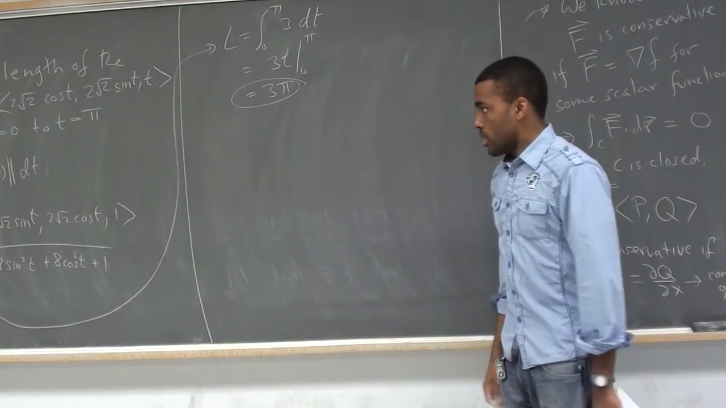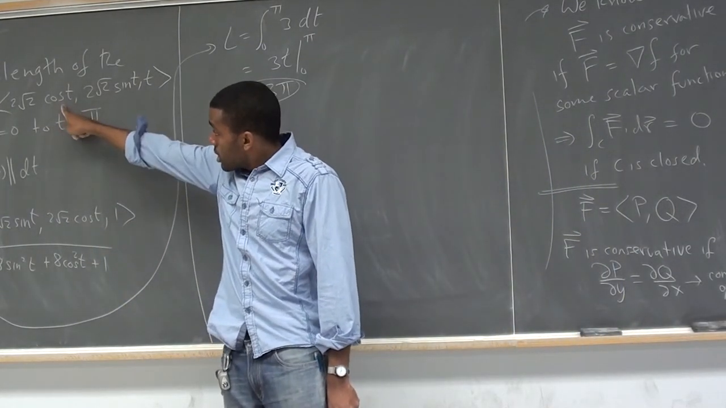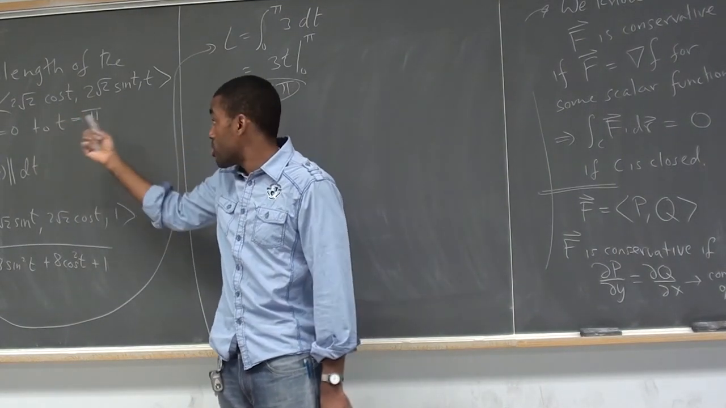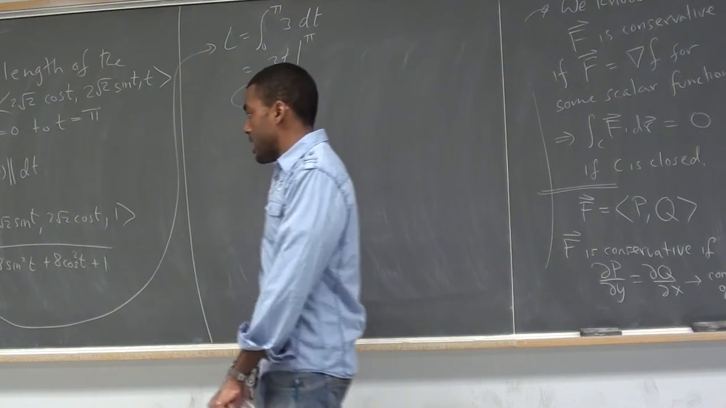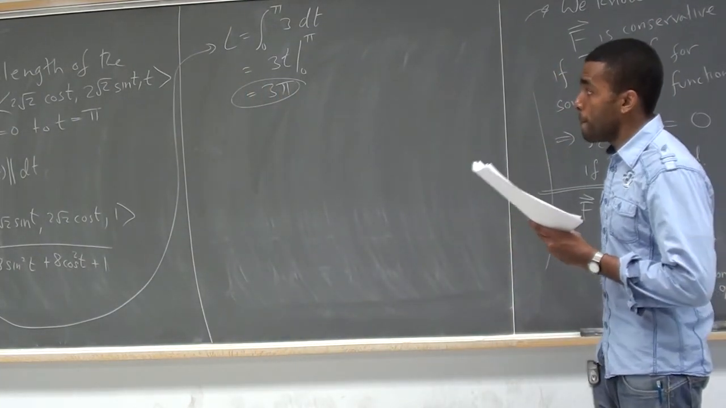But this is the main concept for arc length. When you're given a curve that's parameterized, you find the magnitude of its derivative and you integrate over the limits that you're given. And that actually gives you the length of the curve. So that's one problem.